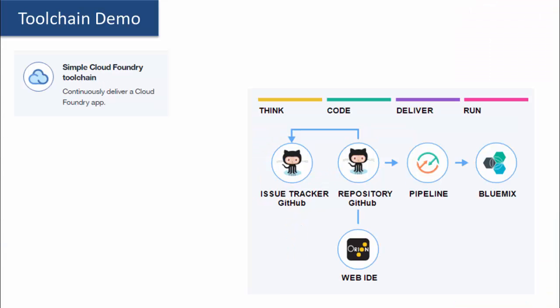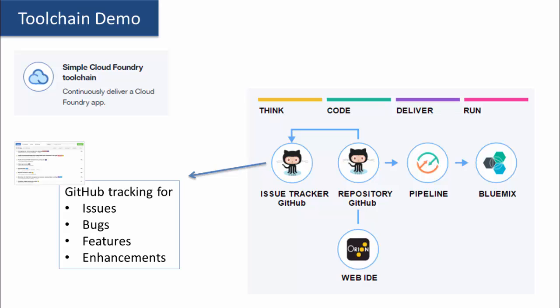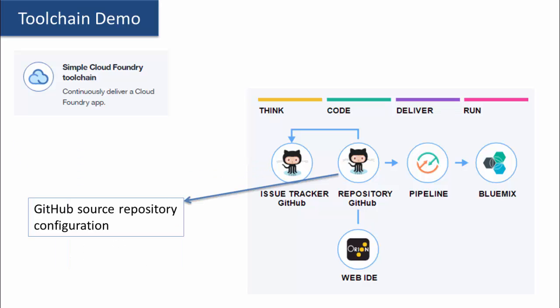The first tool is the issue tracker. This tool allows the team to use the GitHub issue tracker for tracking the issues, bugs, features, and enhancements. The idea is to have all app-related conversations in one place rather than in emails. Next tool is the code repository. This template is set up to use GitHub.